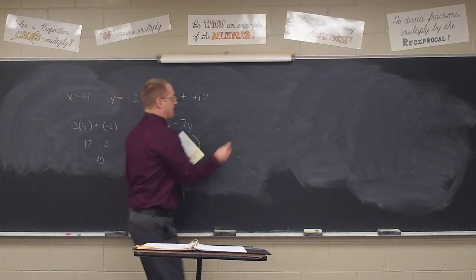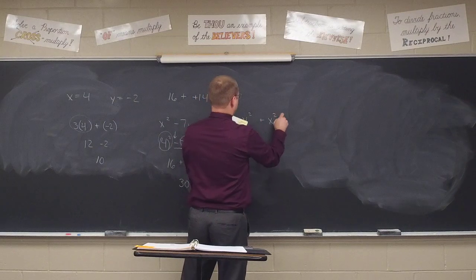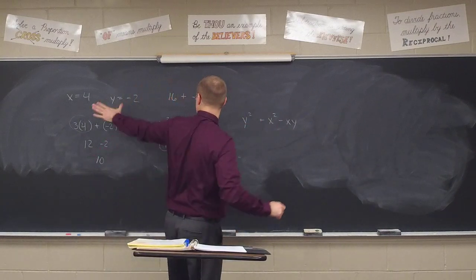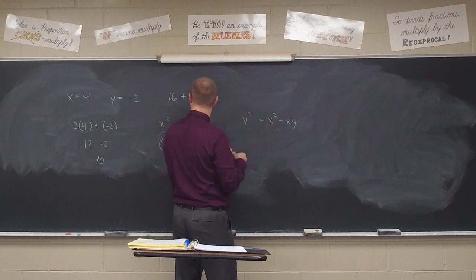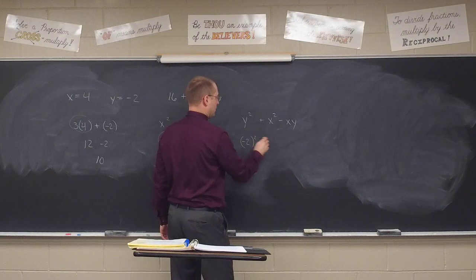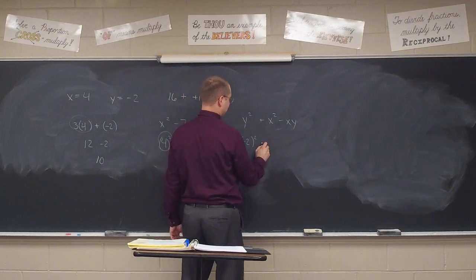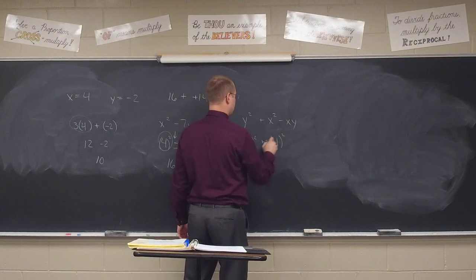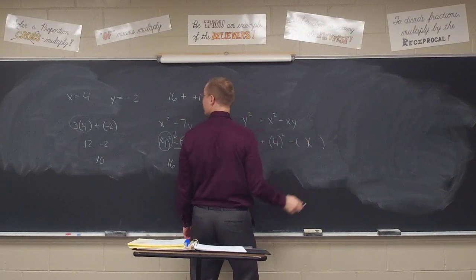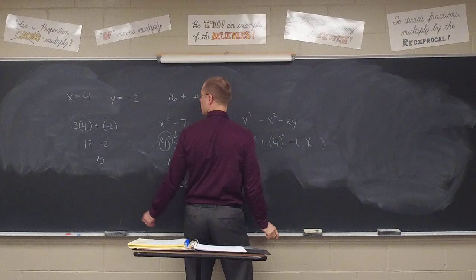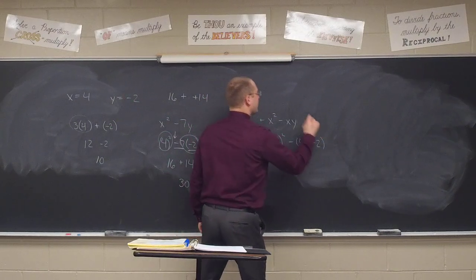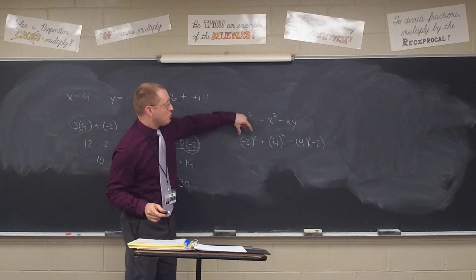Looking at the next one, it says y squared plus x squared negative xy. Griffin, tell me how to write it down. Negative 2 squared, 4 squared, minus negative... 4 times negative 2. There we go. Now, negative 2 squared.